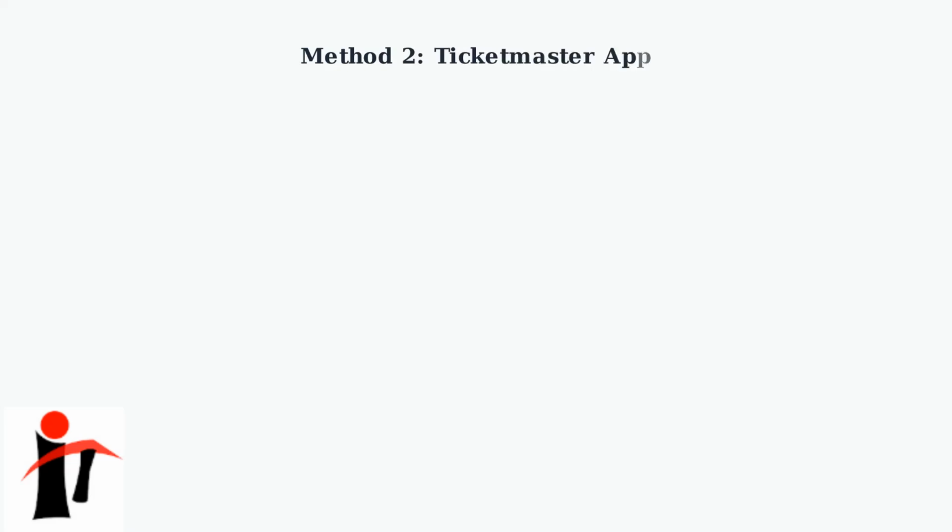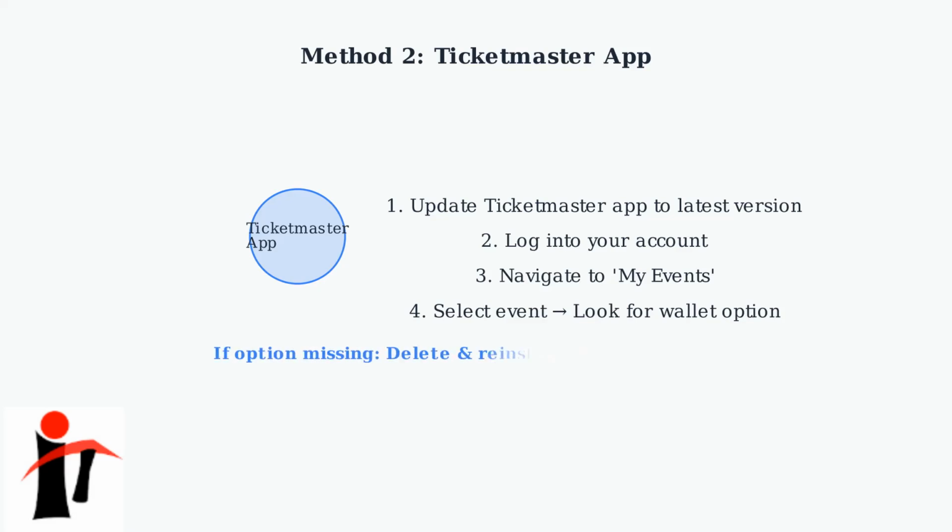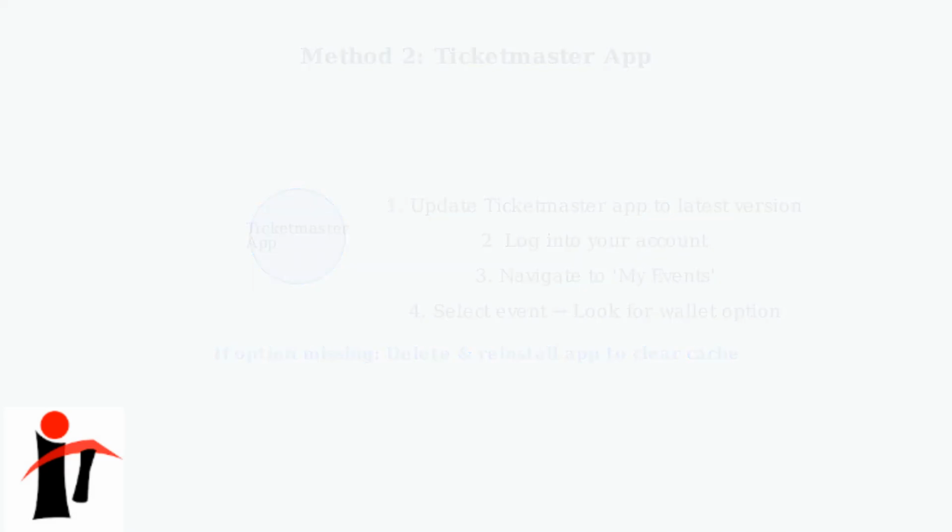If the email method doesn't work, try method 2, using the Ticketmaster mobile app directly. This method requires the latest version of the app. First, update the Ticketmaster app to the latest version from the App Store. Then log into your account and navigate to My Events to find your tickets. If the wallet integration option doesn't appear, try clearing the app cache by deleting and reinstalling the Ticketmaster app.